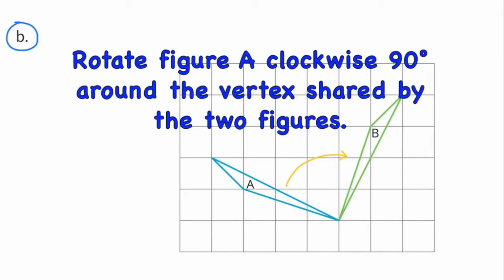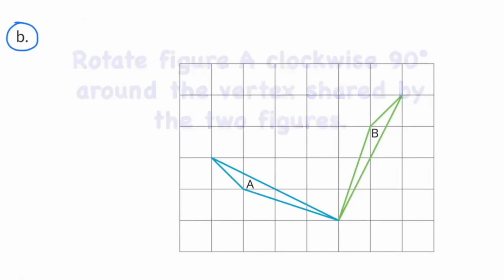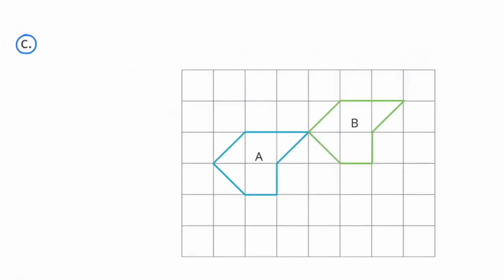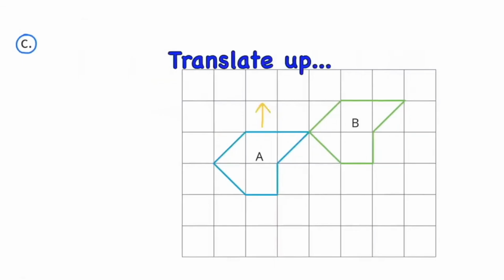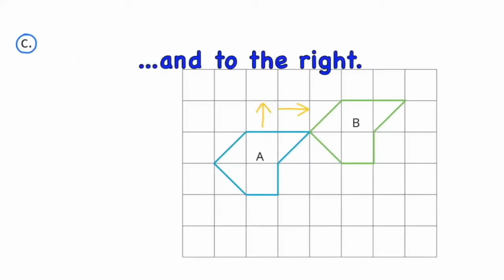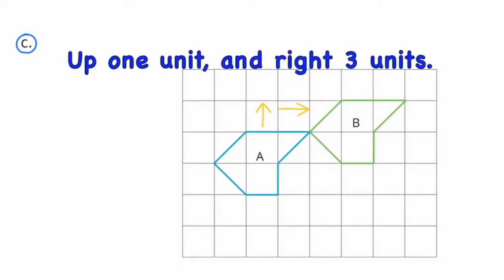Rotate figure A clockwise 90 degrees around the vertex shared by the two figures. C. Translate up and then to the right. It goes up 1 unit and to the right 3 units.